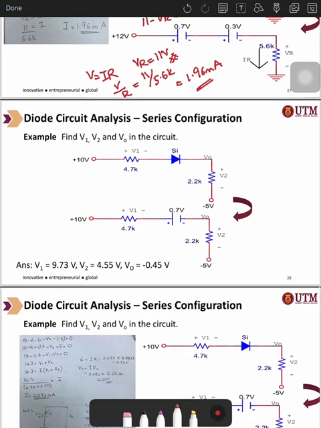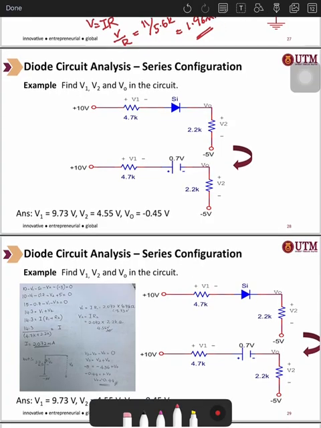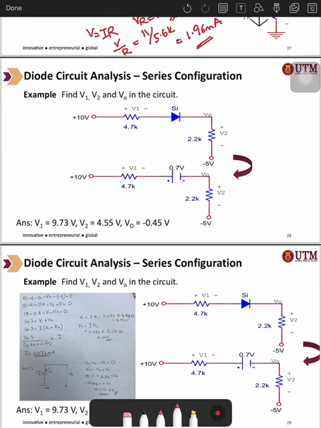So how do we find this one? Find V1. Find V2. Where is V2? This is V2. And find V0. So what is the value of V1? What is the value of V0? What is the value of V2?